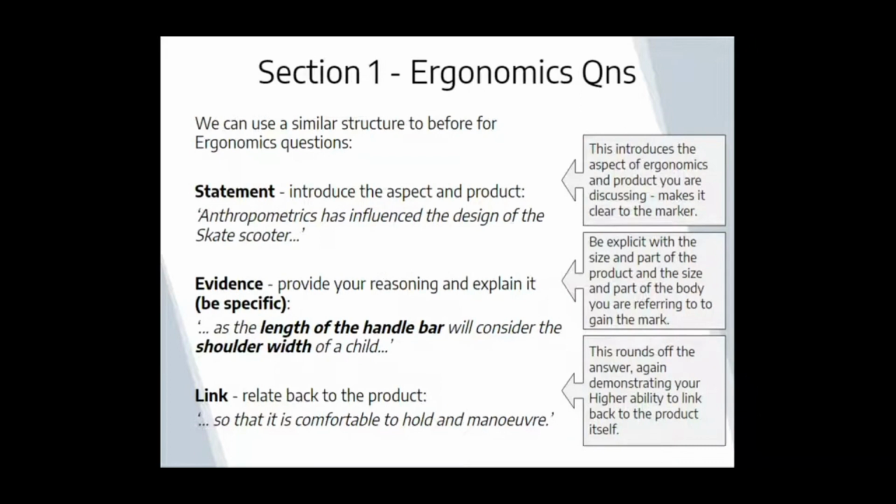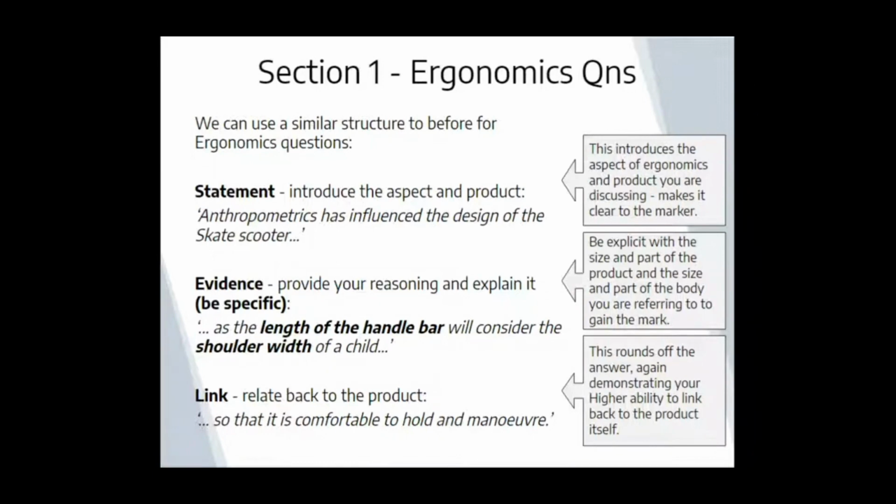So again, using that similar structure to before: statement, evidence, and link. Your statement part is going to introduce the aspect of ergonomics and product you're discussing, and that makes it really clear to the marker. So in an ergonomics question, say anthropometrics specifically has influenced the design of the skate scooter, whatever product you're talking about.